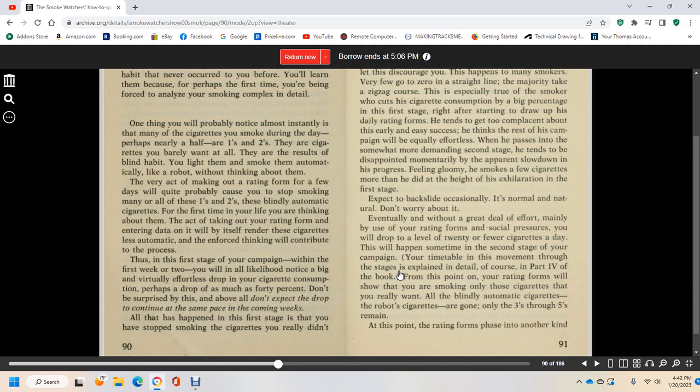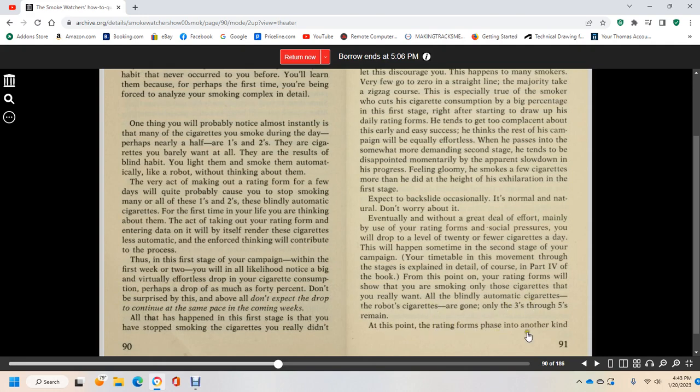Eventually, without a great deal of effort, mainly through the rating form and social pressure, you will drop the level to 20 or fewer cigarettes a day. This will happen sometime in the second stage of your campaign timetable, the movement through the stages being explained in detail in Part 4 of this book. From this point on, your rating forms will show that the cigarettes you're still smoking are only those you really want. The blindly automatic cigarettes, the ones and twos, are gone. Only threes, fours, and fives remain.